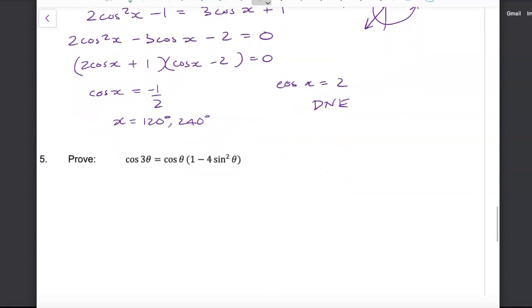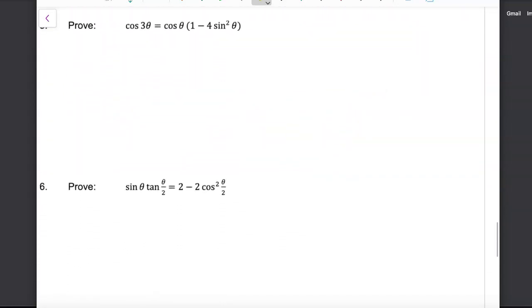So let's do a proof involving these identities. So I've got cos 3 theta equals cos theta in brackets 1 minus 4 sine squared theta. So I'm going to start with the left-hand side. But as you can see, I've got 3 theta. So what I'm going to do is separate that into 2 theta plus theta. I think that's going to be much easier to deal with.